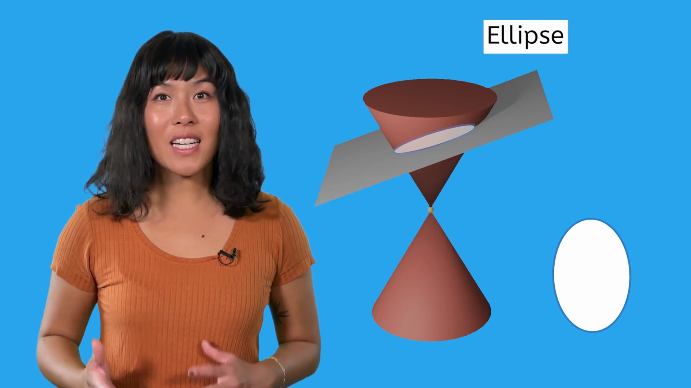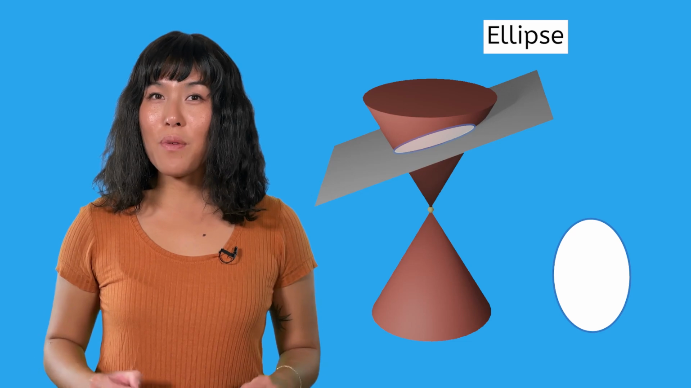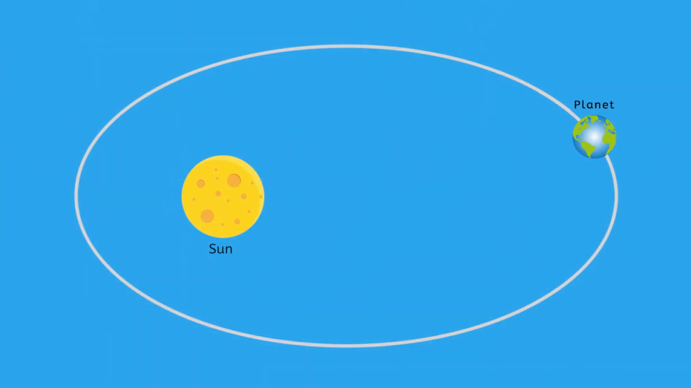When the plane intersects the cone at an angle not parallel to the base, we get an ellipse. An ellipse is a closed curve like a circle, but is oval-shaped. It's the shape of many orbits in our universe. The orbits of planets around the Sun are elliptical. Johannes Kepler's first law of planetary motion states that planets travel in elliptical orbits with the Sun positioned off-center. This elliptical path allows planets to maintain a stable orbit and explains the varying distances between the planets and the Sun.